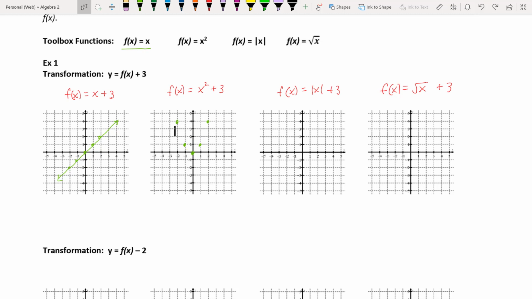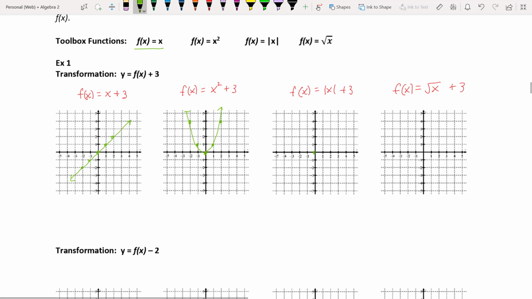All right? So here's my parent function parabola. And then my absolute value, that one's pretty easy. The nice thing about absolute value, guys, is it's kind of like drawn straight lines. One side, notice the slope on that side. Up 1 over 1, up 1 over 1, up 1 over 1.